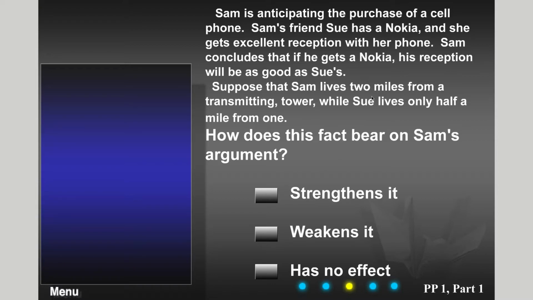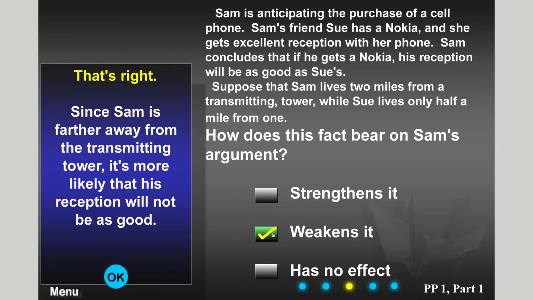Well, this actually weakens the argument because, of course, only half a mile from the cell tower, Sue should be getting excellent reception, even with a particularly bad phone. So this weakens the argument. Okay, Sam is farther away. Since Sam is farther away from the transmitting tower, it's more likely that his reception will not be as good.